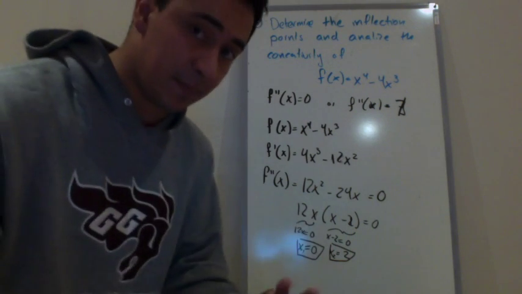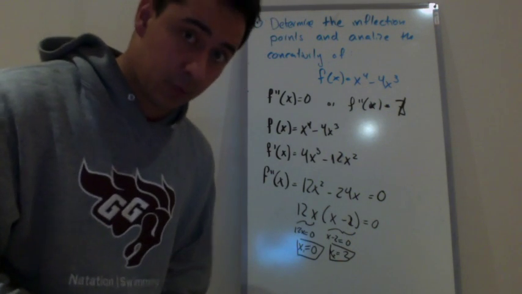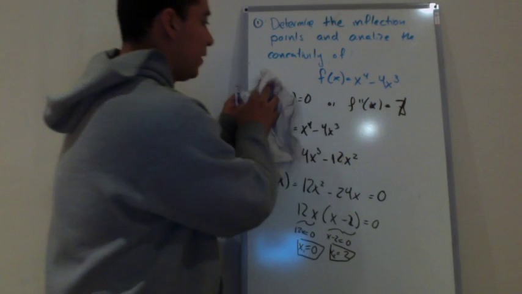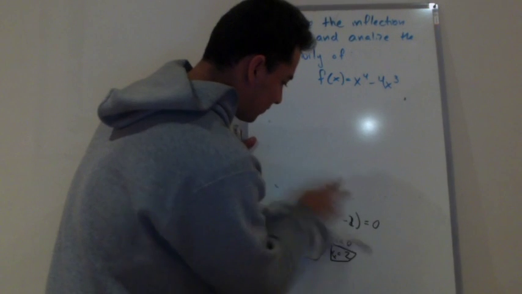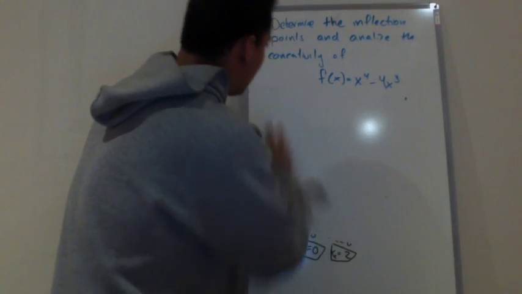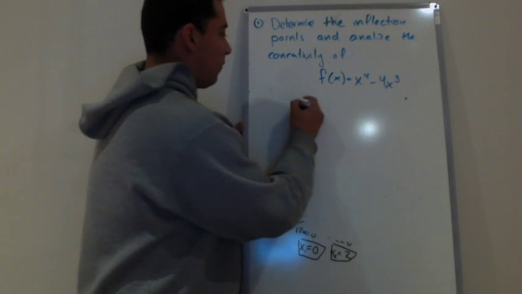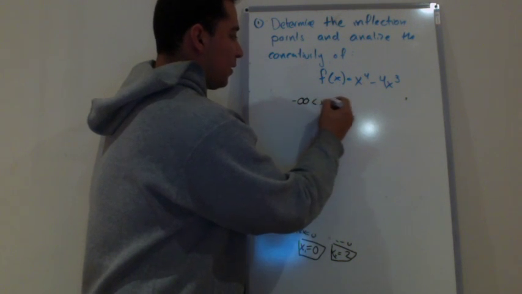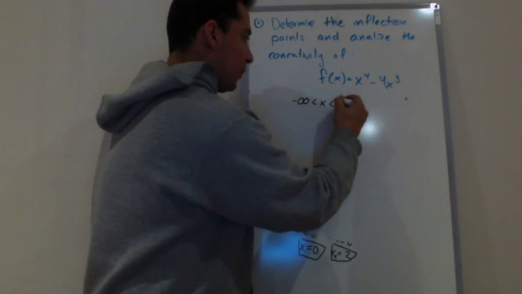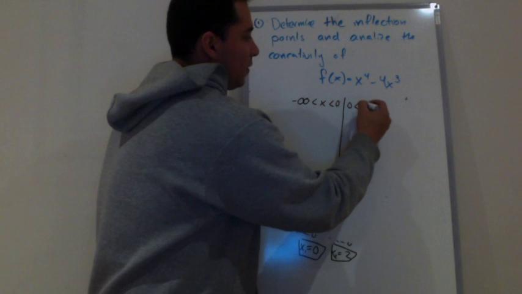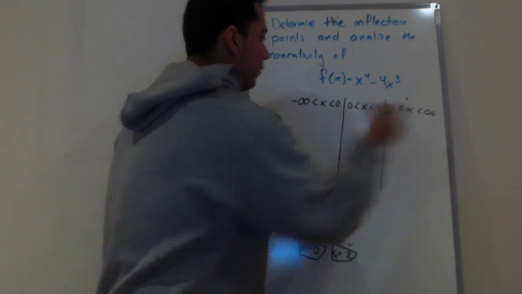What do we do with them? As we saw in other exercises, we can make intervals with them. Alright? So let me erase this. Okay, so the intervals with 0 and 2, right? So minus infinity to 0, the second one would be 0 to 2, and the third one 2 to infinity, right?